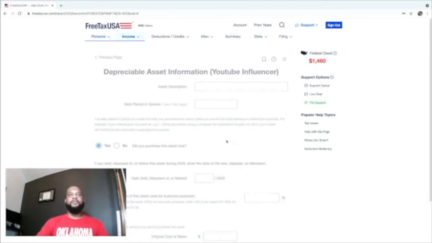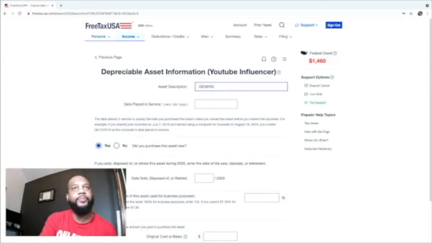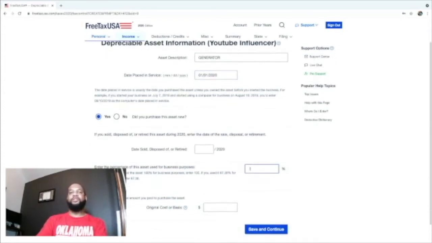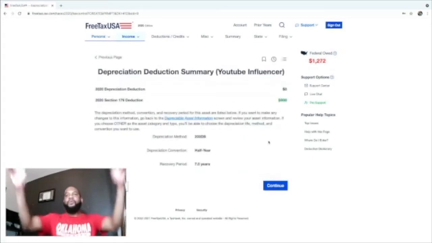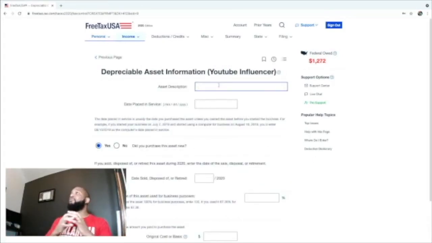All right, so let's go to generator. All right, date, place in service. All right, 100% is used for the business. At $900. All right, save and continue. And tools, and you can write off the whole thing, 900. And now we're down. Let's go with some really expensive equipment.